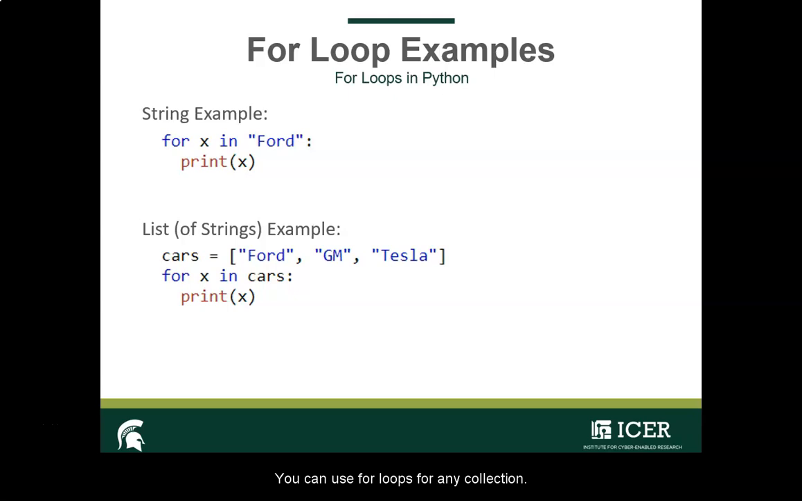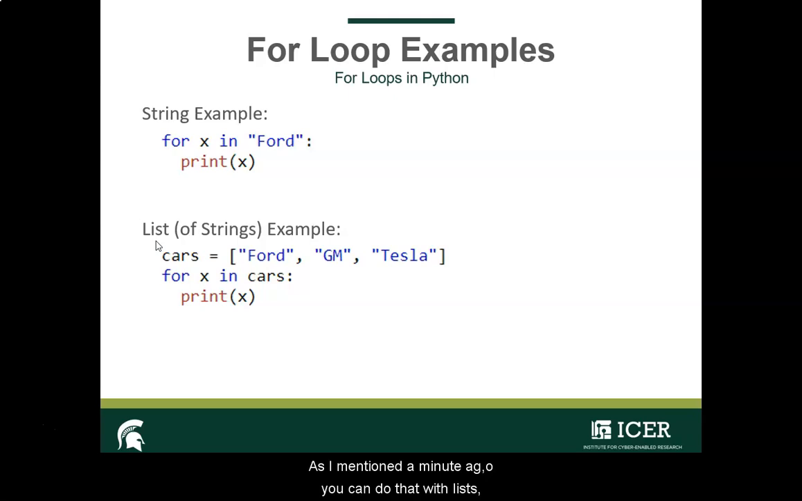You can use for loops for any collection. So here is a string example. For x in the string Ford, print x. And you will notice doing this will give you F-O-R-D, one letter for each item in the string.